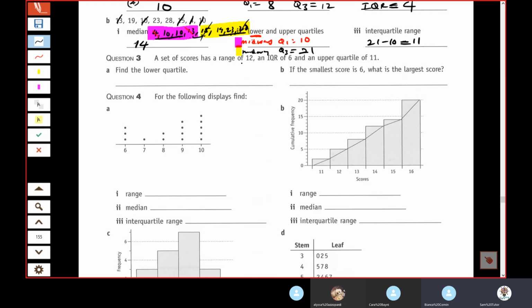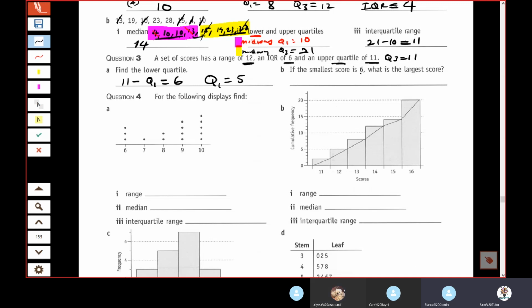A set of scores has a range of 12, an interquartile range of 6, and an upper quartile of 11. So you already know Q3 is 11, and it's saying the interquartile range is 6. Find the lower quartile. Well, you know 11 minus the lower quartile has to get you 6. Obviously, just from observation, what is Q1 equal to? 5. 11 take away 5 is 6. I mean, or you could have solved it.